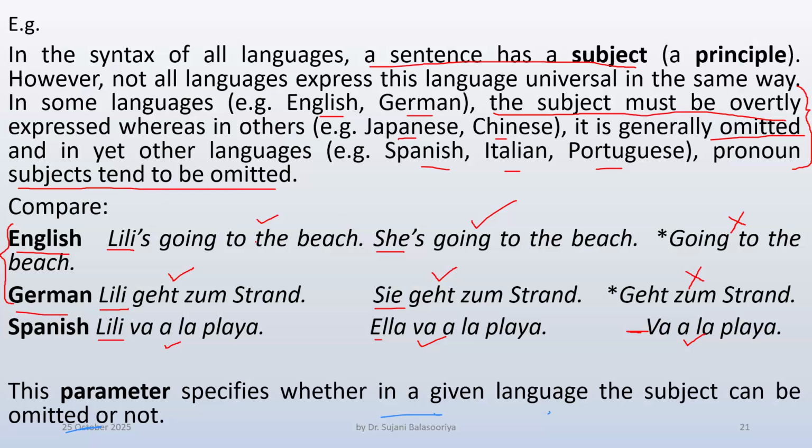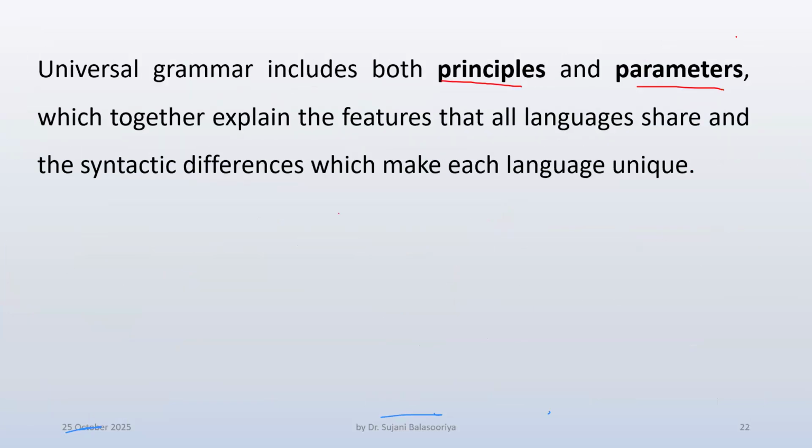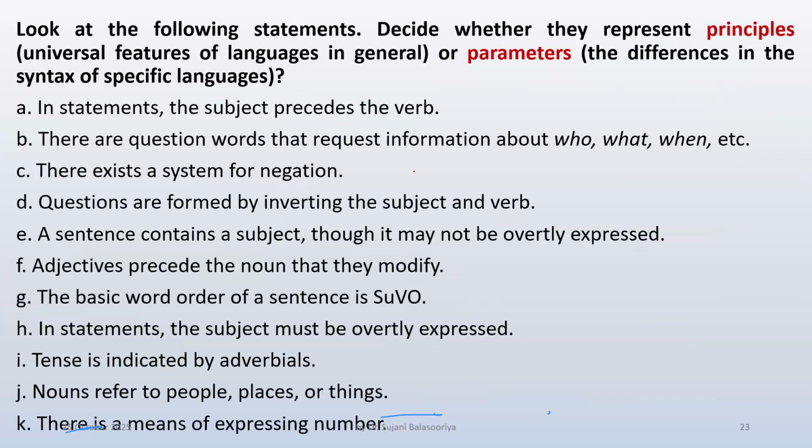You don't have to know these languages, right? German or Spanish. You have to understand what you mean by parameter. That's the important thing. And to understand it, you have this example. That's all. Okay, right. So we'll talk more about this. You have this word. Now, please check your note. I can't now exactly remember whether I have included this question in the note. Never mind.